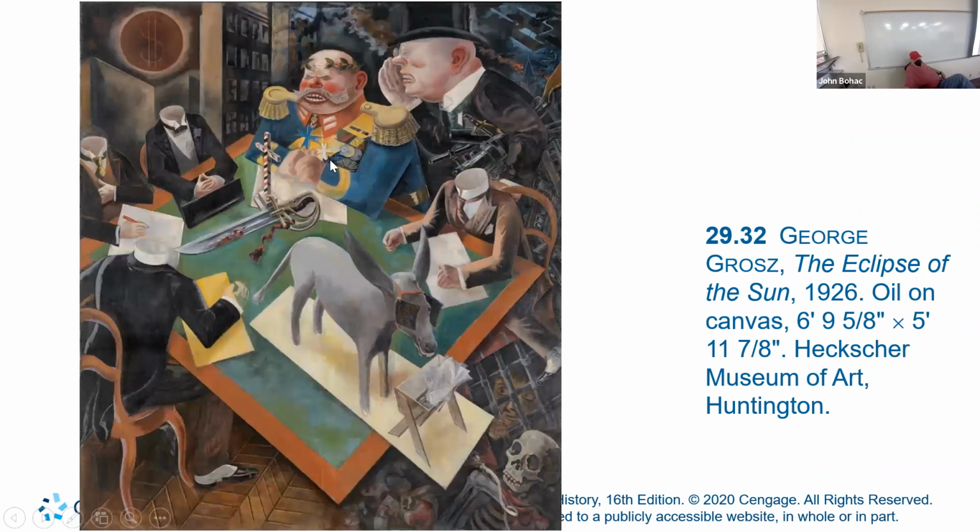The eclipse of the sun, and again, you see a lot of this stuff. They got board members here around the table, headless, brainless. You got this sword. You got the military guy right here, and the yes man talking into his ear. You got the goat, or you got the donkey with the blinders. You got the corpse, the skeleton, the dead people.